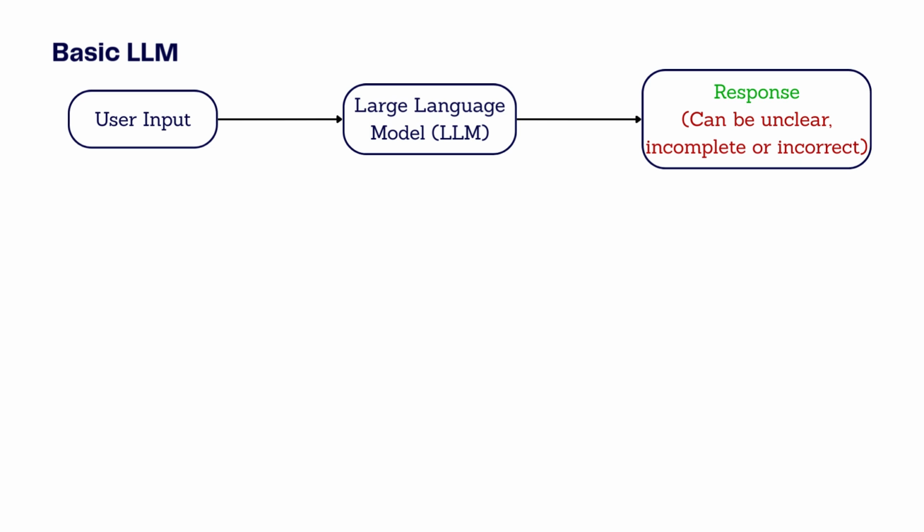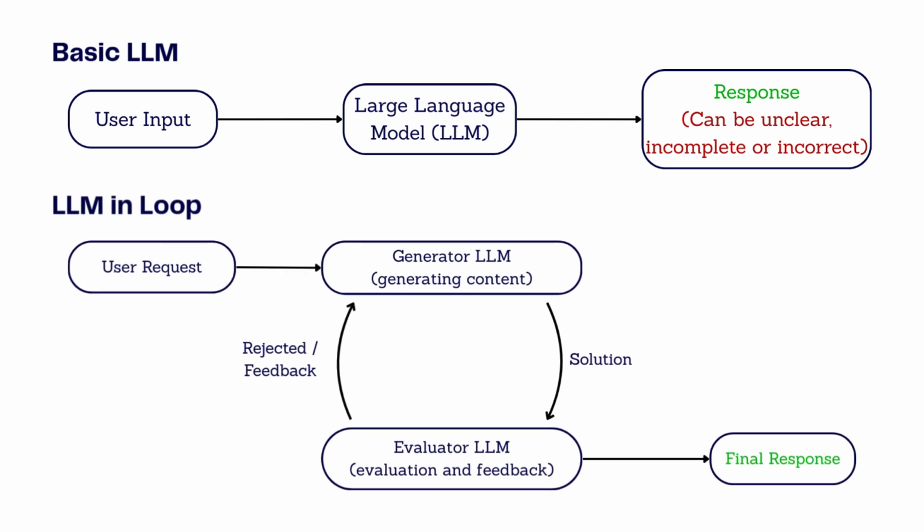When we normally use a large language model, we ask a question or give it a prompt, and it responds with an answer. Sometimes the answer is fine, but often it may be incomplete, unclear, or even incorrect. The model doesn't try to improve its answer on its own. With LLM in loop, we don't stop at the first response. Instead, we place the LLM into a loop where the output from the first iteration becomes the input for the next iteration. The model tries to improve the answer at each iteration.